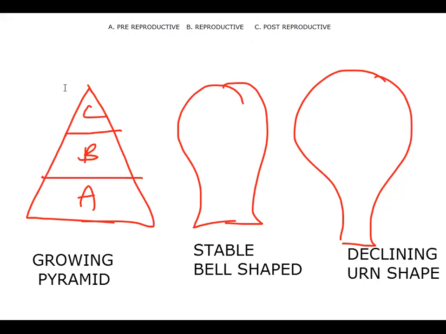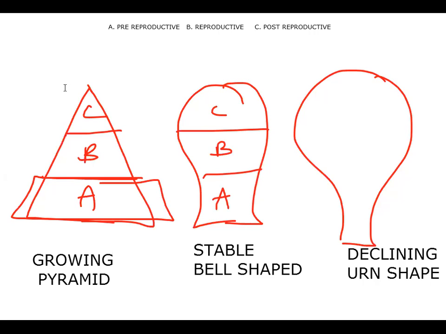A, B, C. That means in a growing population, the pre-reproductive age group is more. Next, in a stable population, almost all are equal. In a declining population, the pre-reproductive age group is less, and the reproductive age group is less than the post-reproductive age group, and more space is occupied by the post-reproductive age group. So this is very important to remember. So how does it affect the country's economy?